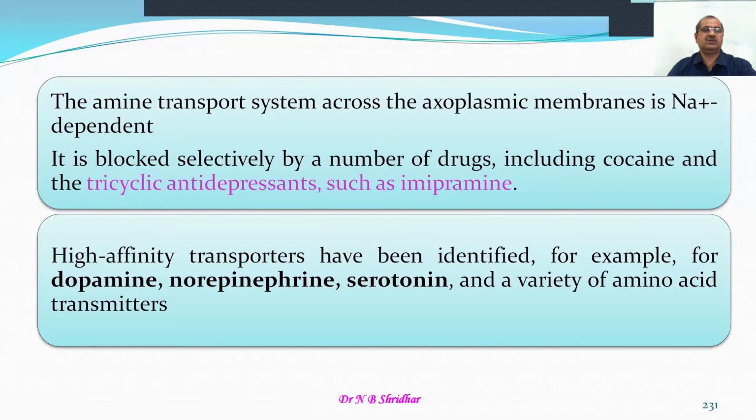High affinity transporters have now been identified, for example, for dopamine, norepinephrine and serotonin, and a variety of amino acid transporters. And why are we learning all these enzymes and precursors? It is to find a pharmacological agent which can intervene in this normal physiological process, so that we can get a required pharmacological and therapeutic effect. That's the purpose of learning the metabolism, storage, etc. in a very specific manner.